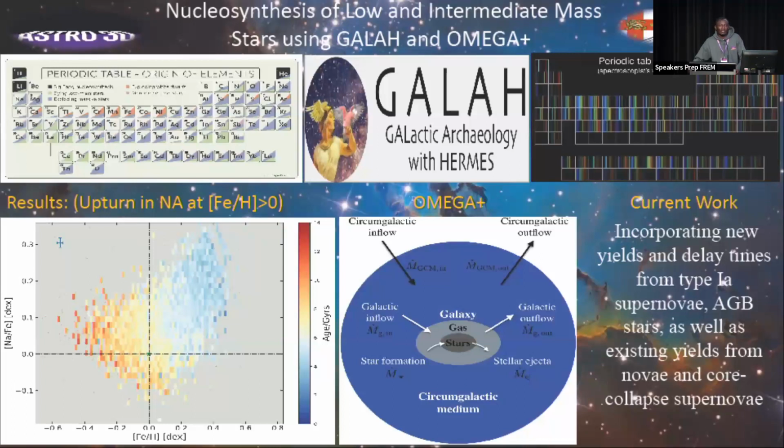So basically, we are looking at nucleosynthesis within stars, and we are using GALAH and Omega plus. Why are stars important? The first diagram on the top left corner shows the periodic table of elements which are present all around us, from the water we drink in the form of hydrogen and oxygen to the calcium in our bones. And also very important is the fact that they're the basic constituents, the building blocks of the universe. So why should we care about these stars? We should care about them because they are all around us.